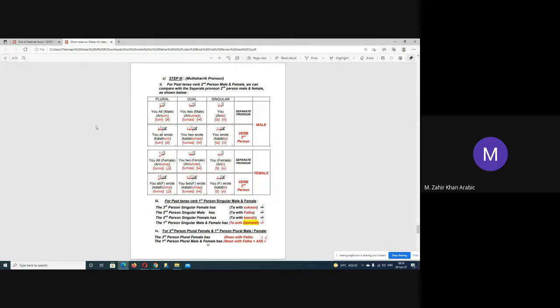So you can see the last line. In the third condition I have written for past tense verbs, first person singular male and female. See, the third person singular female has ta with sukun. The second person singular male has ta with fatha. The second person singular female has ta with kasra. The first person singular male and female will have ta with dhamma. Okay.